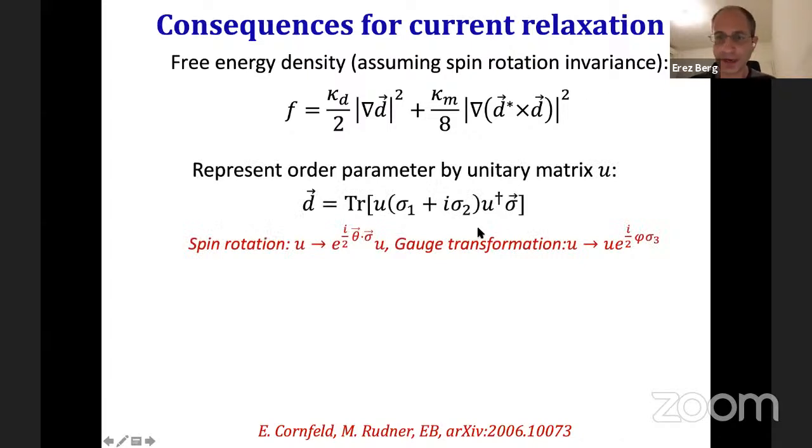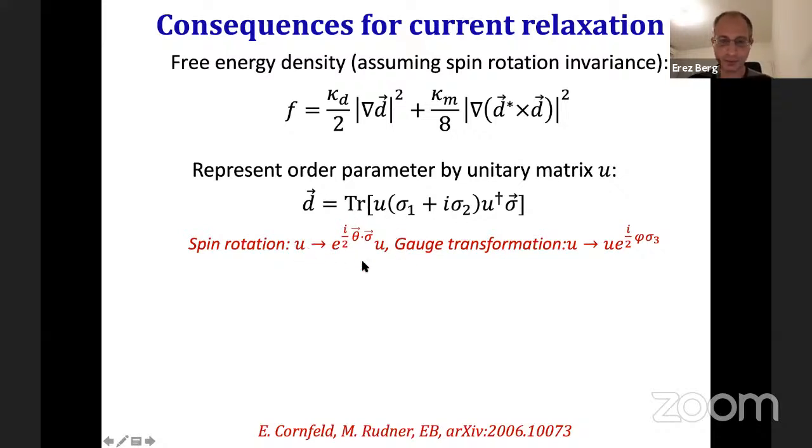There's a nice way to represent this kind of order parameter. Instead of working with this complex vector D, there's a nice trick: you can use a 2x2 unitary matrix in SU2. It relates to the D vector in this way. This is nice because it encodes the Z2 topology explicitly, since changing U to minus U doesn't change D. That's a direct way to see the pi1 of SO3.